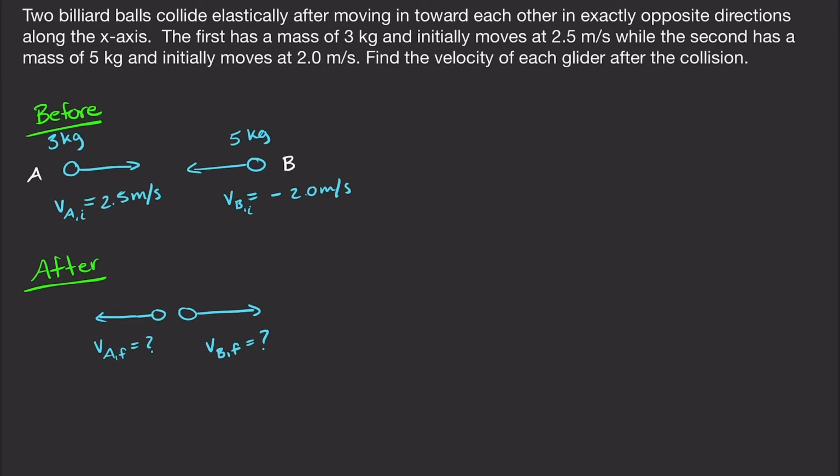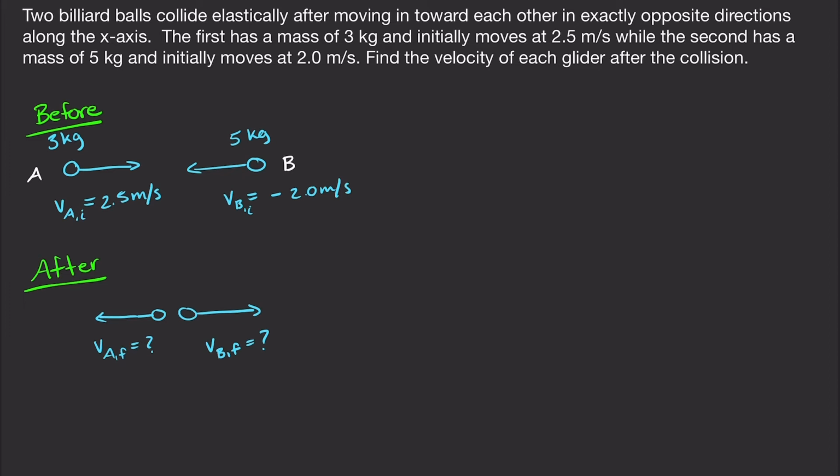In the next problem, we have two billiard balls that collide elastically after moving in toward each other in exactly opposite directions. They're moving along the x-axis, and the first has a mass of 3 kilograms and initially moves at 2.5 meters per second, while the second has a mass of 5 kilograms and initially moves at 2 meters per second. And we want to find the velocity of each ball after the collision.